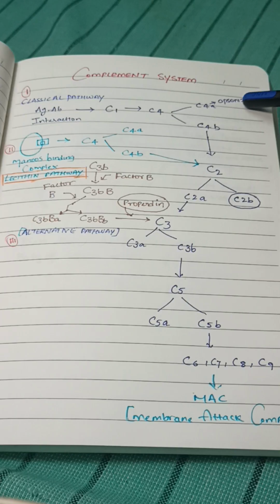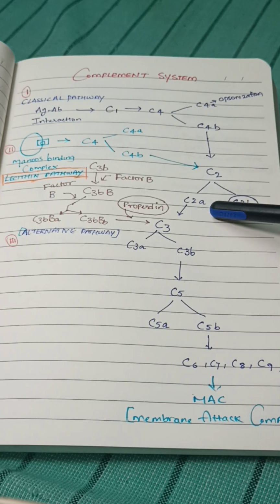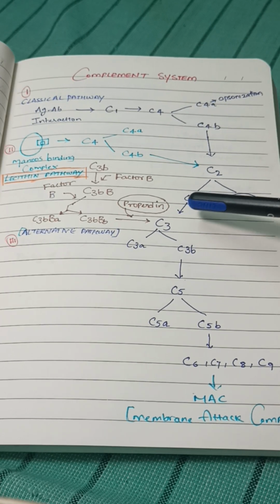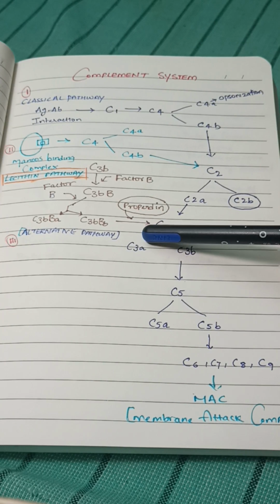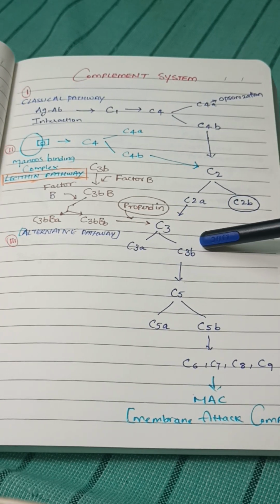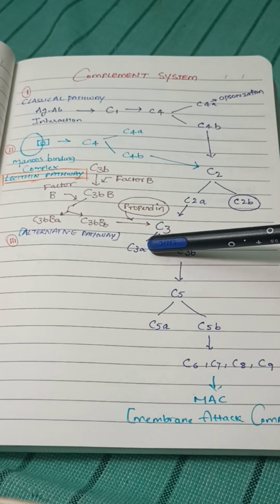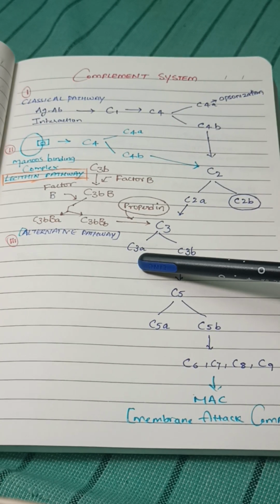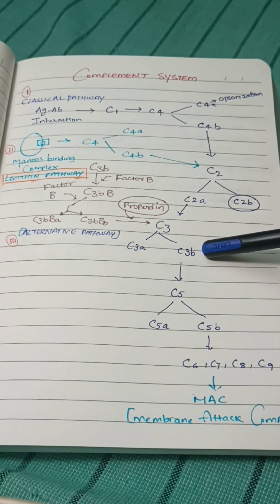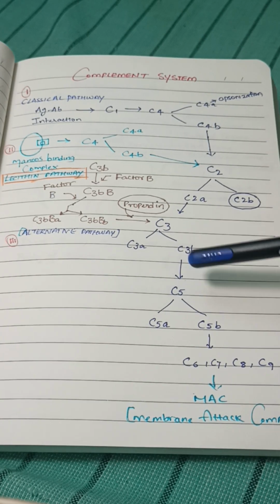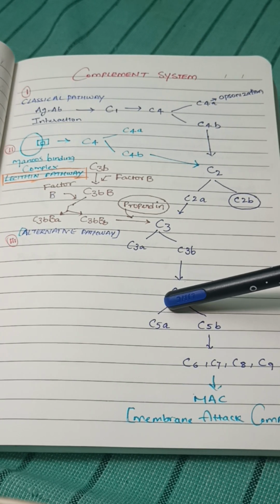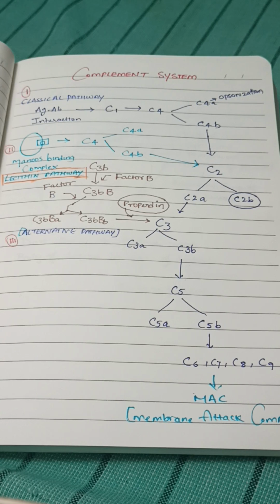C2b goes to opsonization. Then C2a acts upon C3 and divides it into C3a and C3b. Now C3a goes for opsonization, and C3b acts upon C5, and C5 is divided into C5a and C5b.